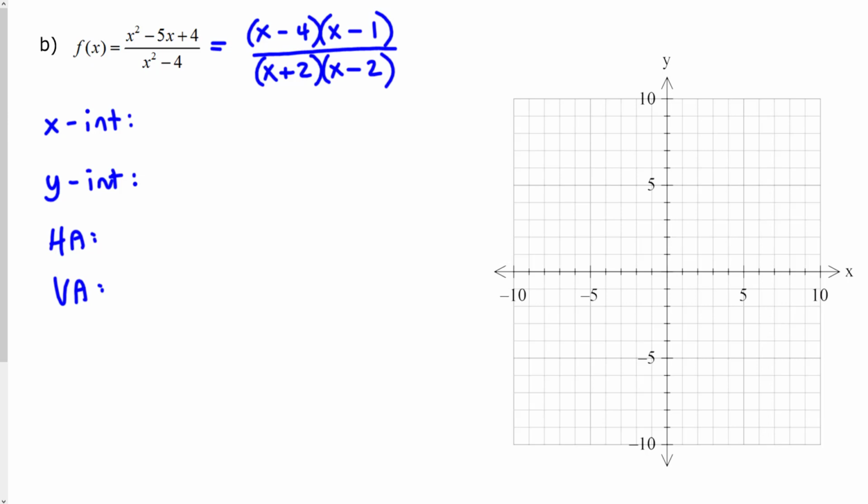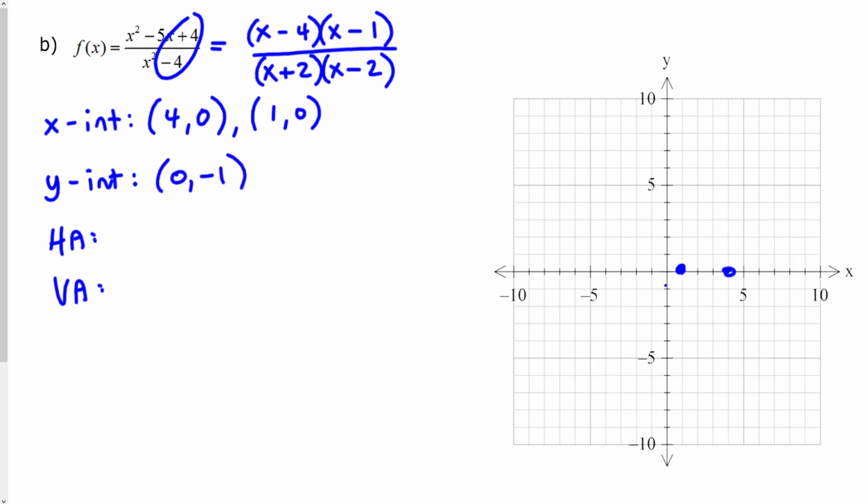Which means for my x-intercepts, this is where I have zeros in the numerator. Well, I have zeros in the numerator at 4 and 1. So I'm going to plot those points, 4 and 1. Y-intercepts, it's still the ratio of those constant terms. So positive 4 over negative 4 is negative 1, so 0, negative 1 is my y-intercept.